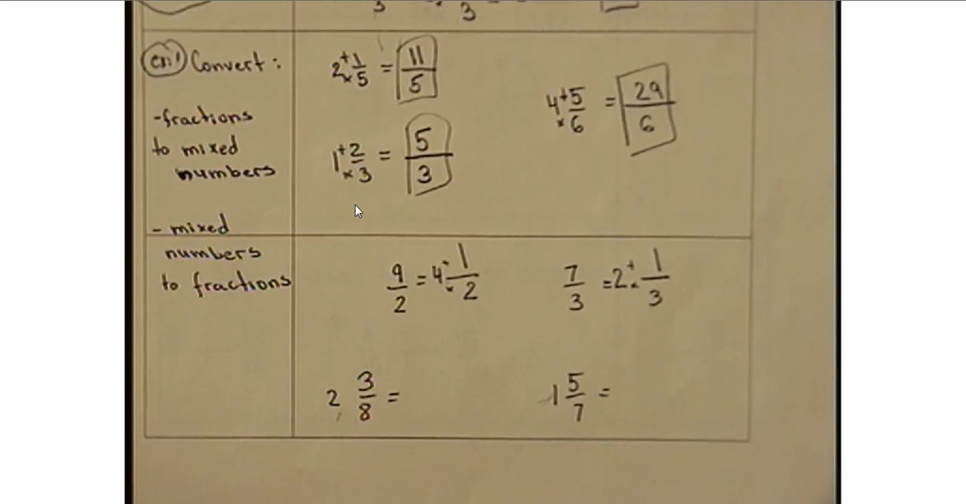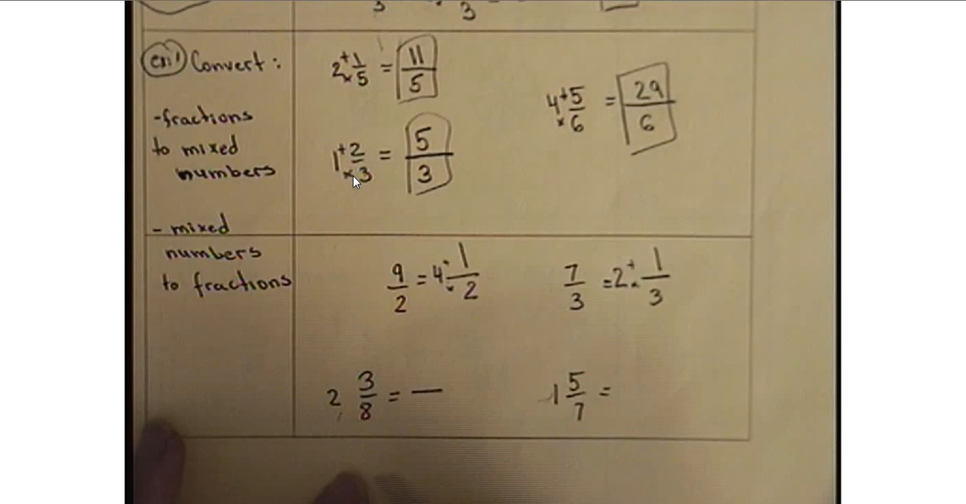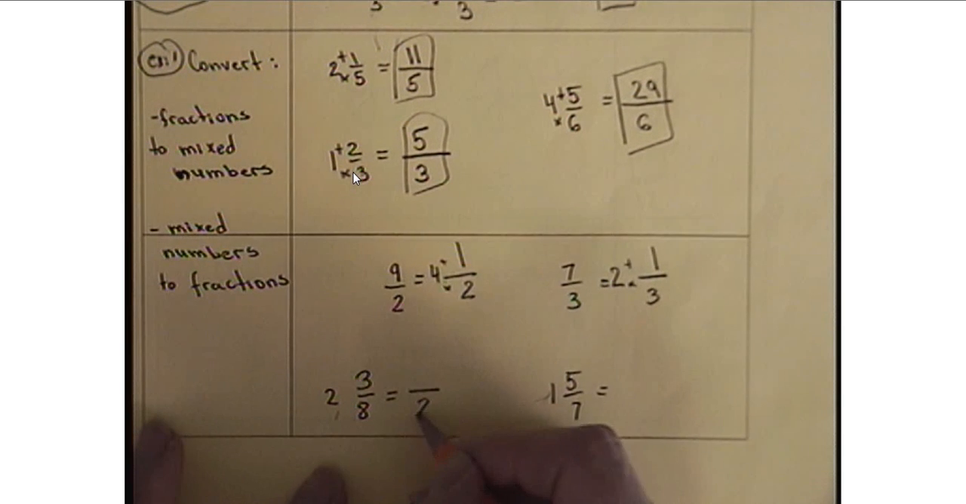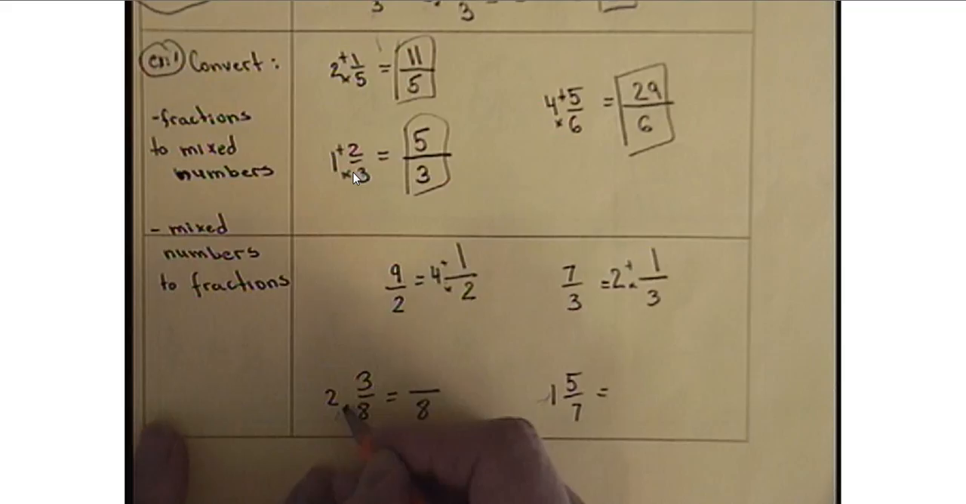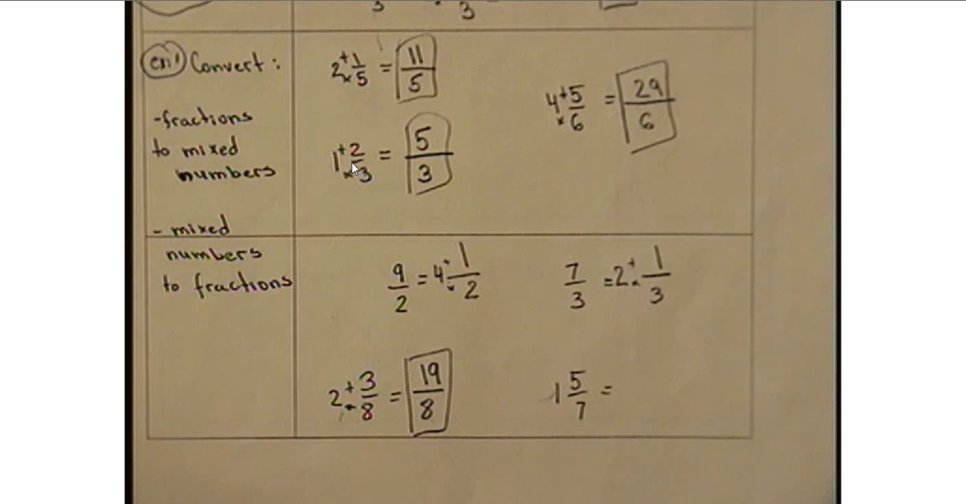So 2 and 1/3 is the mixed number. And we're going to do the same thing here to write the improper fraction. So 8 is the denominator. 2 times 8 is 16 plus 3, 19. 19 over 8 will be the answer here.